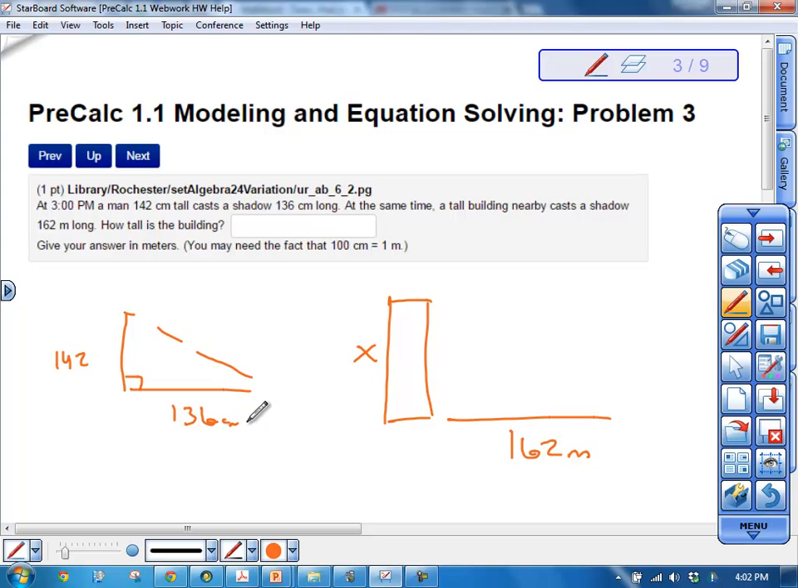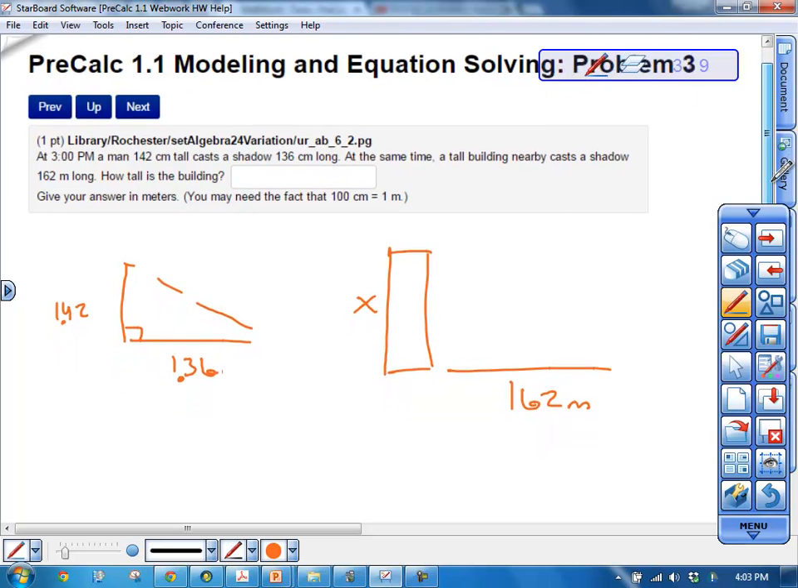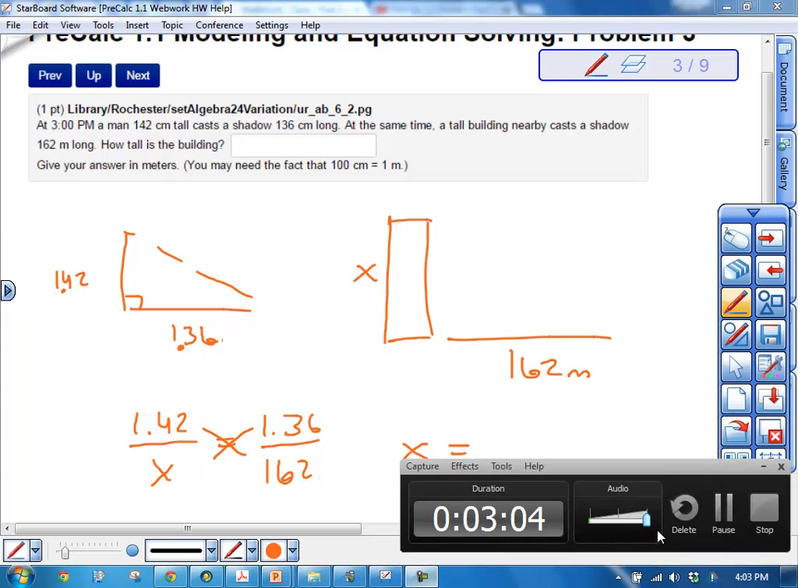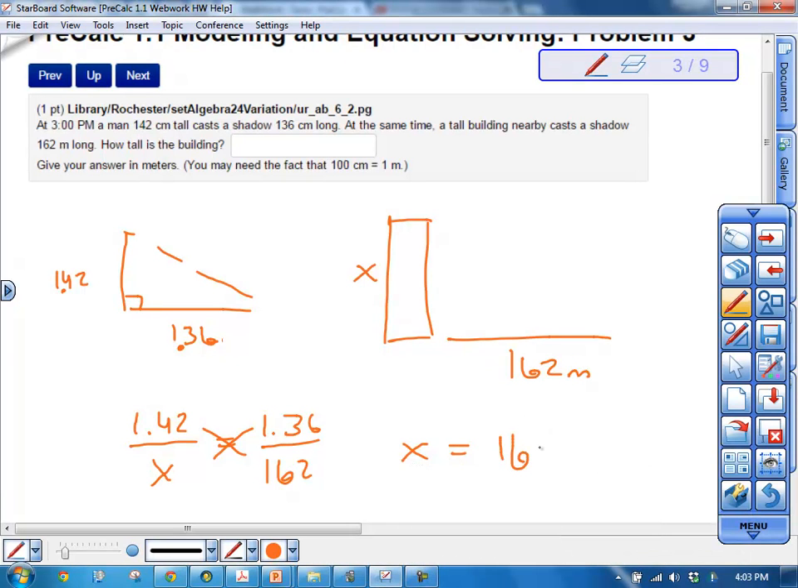I'm going to put these in the same units. So this is centimeters. I'm going to do 1.36 meters. This would be 1.42 meters. So let's set up a proportion then. That's our algebraic modeling. We can do height of the person divided by height of the building. It has to equal length of the shadow of the person divided by length of the shadow of the building. If you cross multiply and solve this, you get x about 169.15.